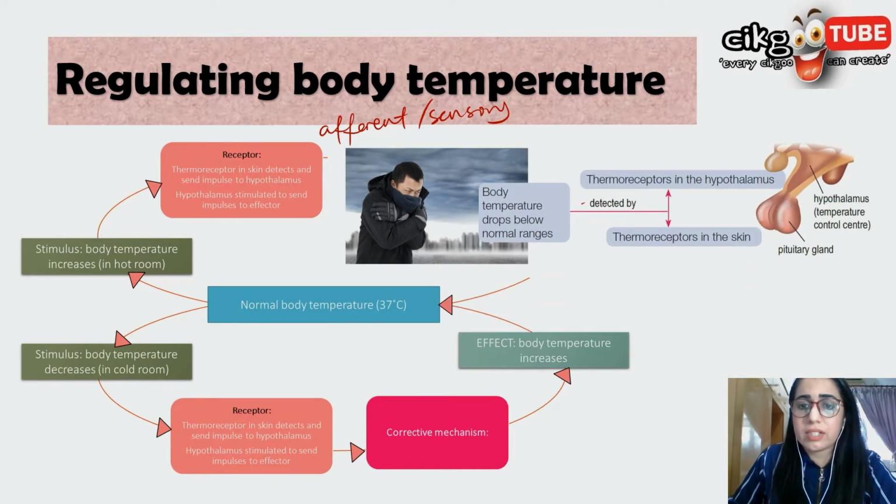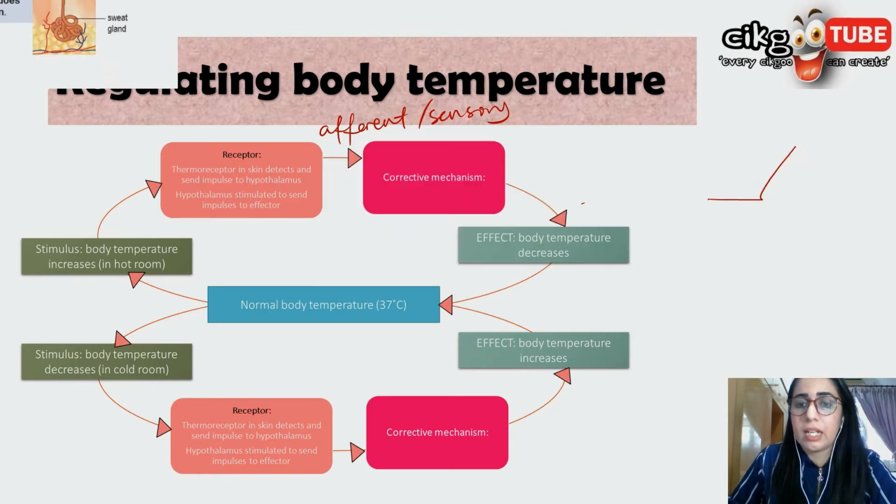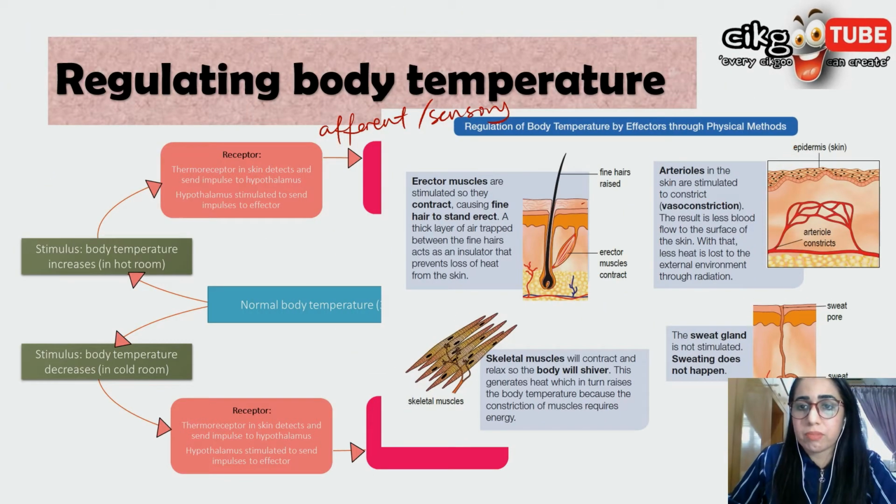Now, if the body temperature drops below the normal range, or maybe you are in a cold room, again the same thing, it will be detected by thermoreceptors in the hypothalamus and also in the skin. With the hypothalamus, there is also the pituitary gland involved, the chemical method. What happens is that the corrective mechanism is that the erector muscles are now stimulated to contract, causing fine hair to stand erect.